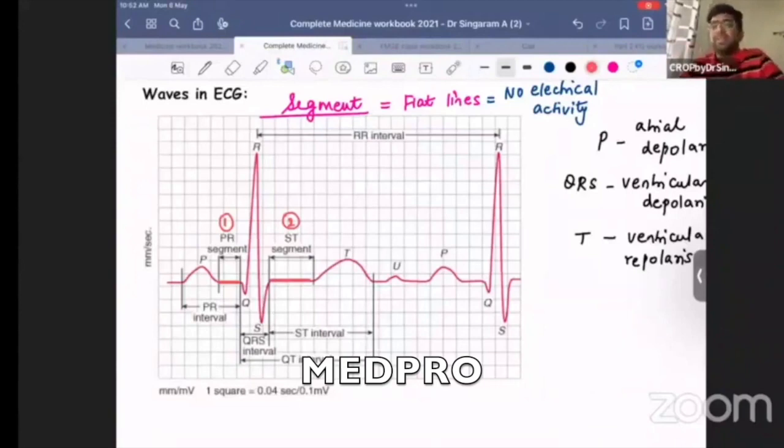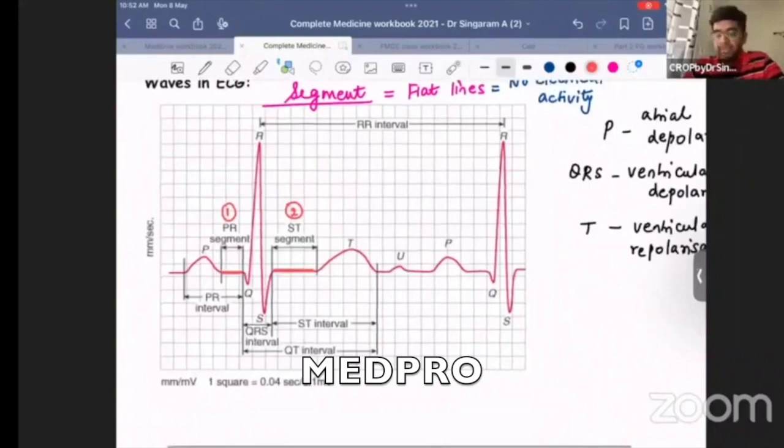Actually, segments, you don't need to know it in detail. I am just marking them. I'm not expanding them. I'm just writing the names. That's all. One is a PR segment from the end of the P wave to the beginning of the QRS complex. Another one is the ST segment, which is end of the QRS wave to the beginning of the T wave. That is called a ST segment. Are you able to follow this? Okay, so these are the segments.